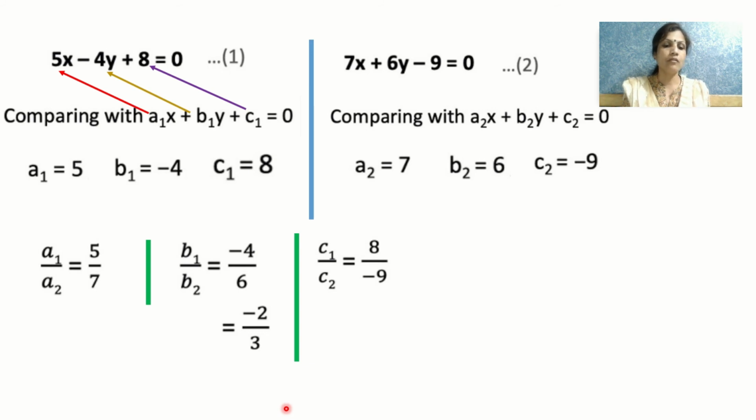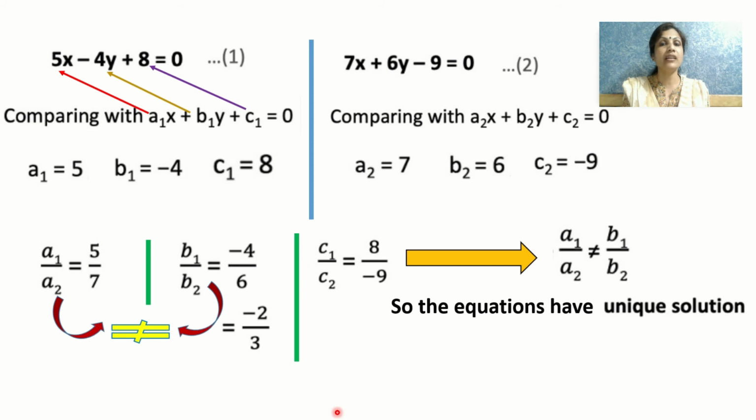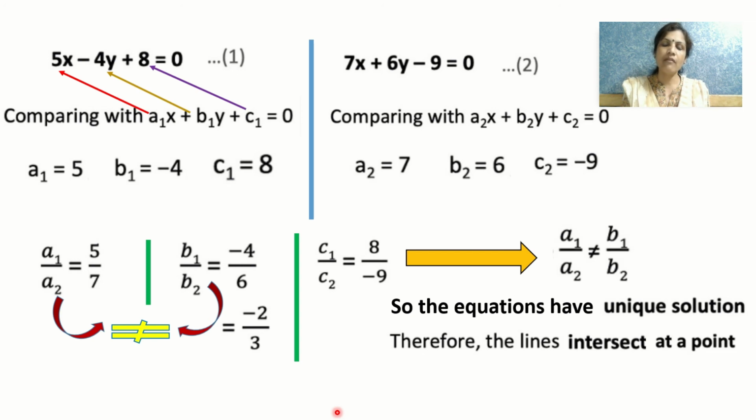Now, if you observe, what do we see here? A1 upon A2 and B1 upon B2 are not equal to each other. And if that is the case, if A1 upon A2 is not equal to B1 upon B2, then the equations have one solution, that is unique solution. And unique solution means, how do the lines look like? They'll intersect each other. When you get some solution for the pair of linear equations, we call that pair of linear equations as consistent. So we say that the given pair of linear equations are consistent.